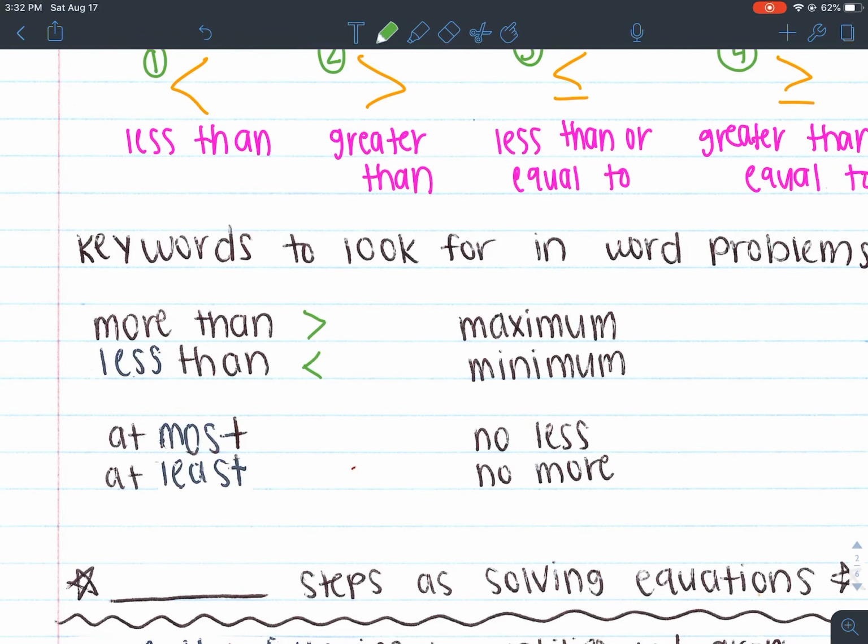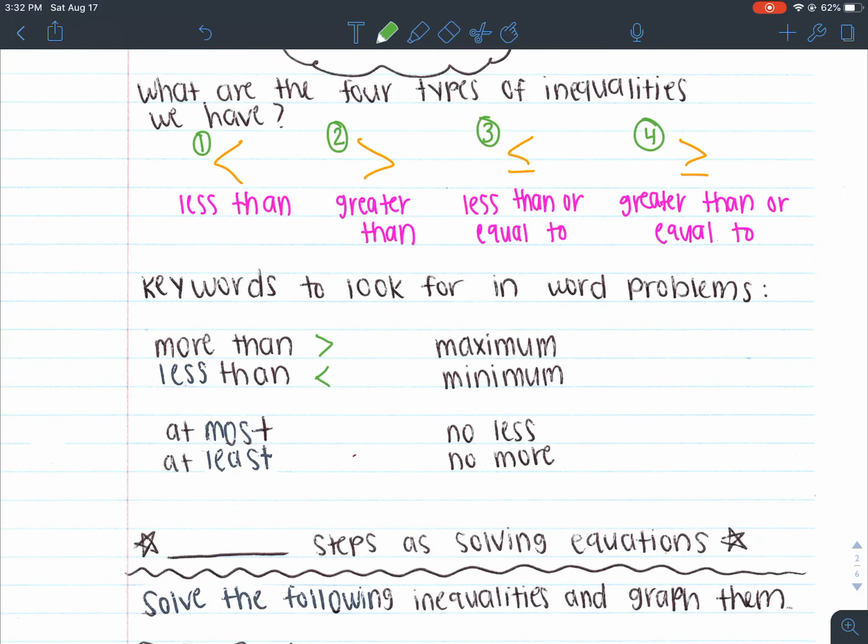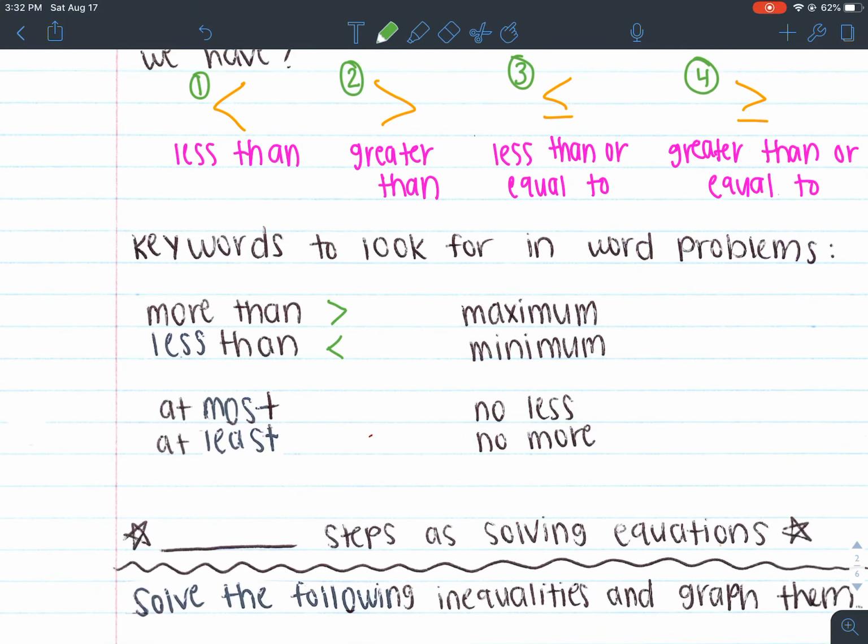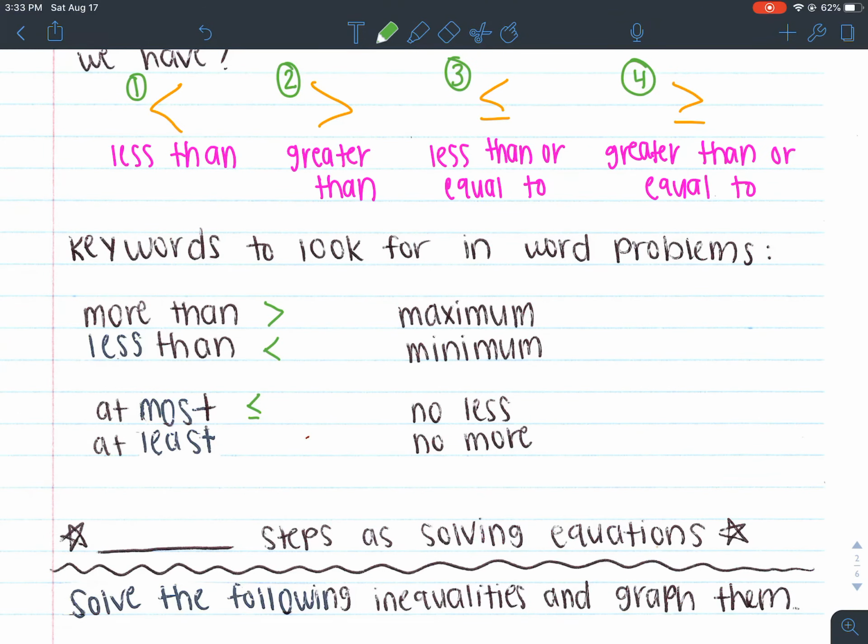Let's talk about "at most" and "at least." If I'm telling you that you can put at most 5,000 pounds on an airplane, do you want to put more than 5,000 pounds or less than 5,000 pounds? You want to put less than 5,000 pounds. You could also put equal to 5,000 pounds. So at most would be something that's either less than or equal to. So you want the same or less than that.